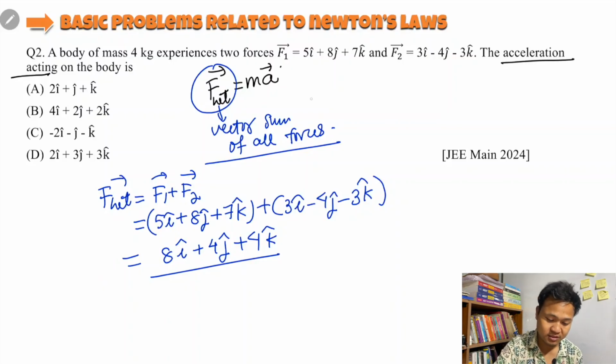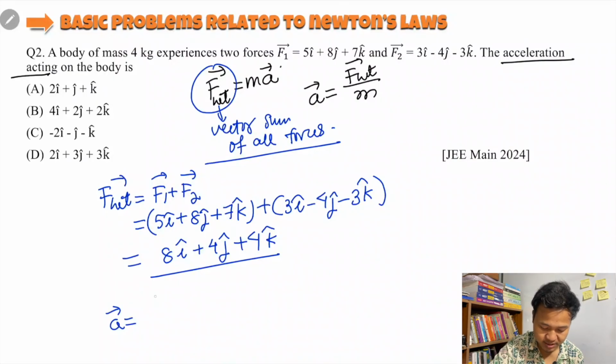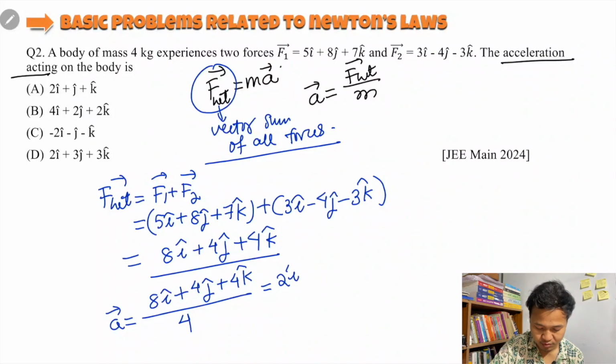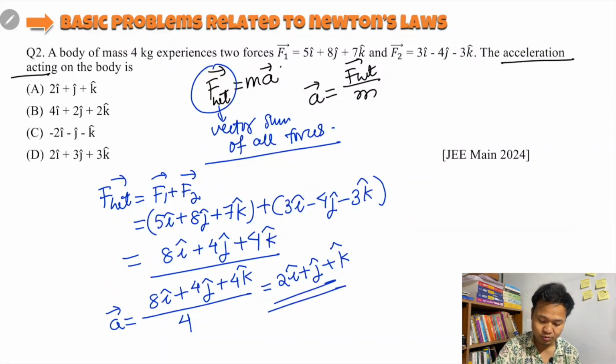Acceleration will be equal to the net force divided by the mass. So acceleration is force divided by mass, which means 8i plus 4j plus 4k divided by the mass, which is 4 kg. So that gives 2i plus j plus k. This is the acceleration, so the first option.